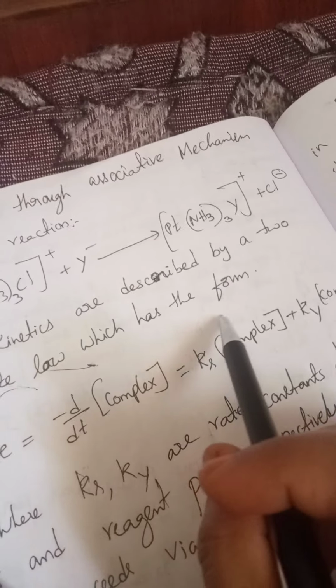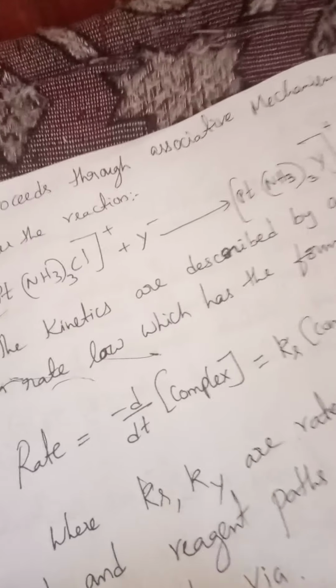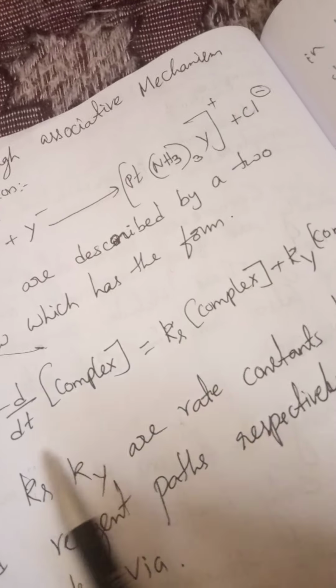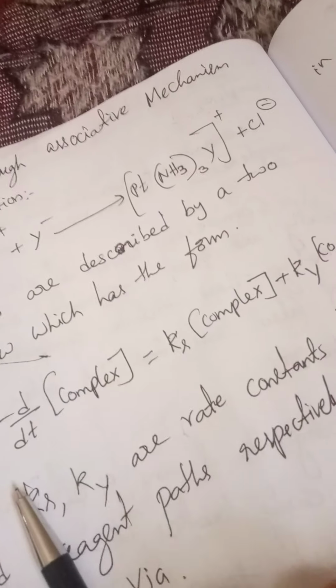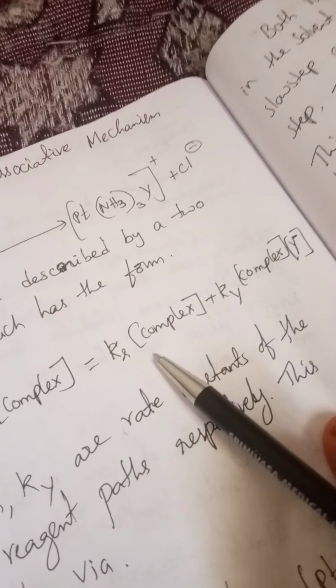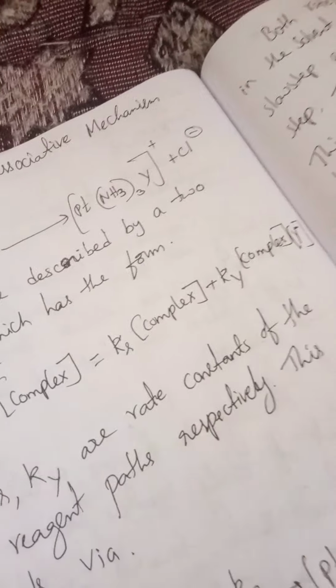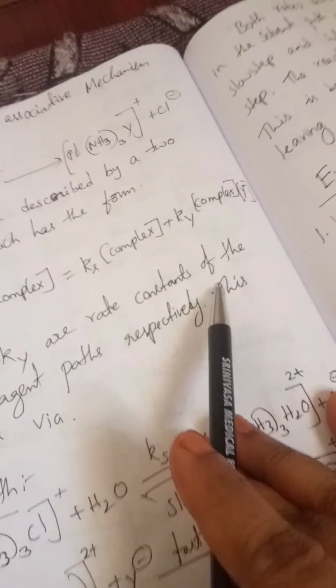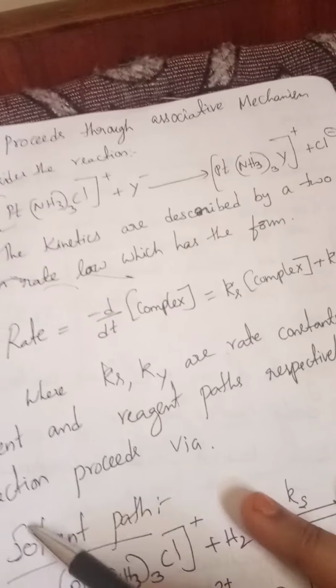The rate, d by dt of complex concentration, is equal to Ks times complex plus Ky times complex concentration times Y minus concentration. Ks is the solvent path: if a compound is dissolved in water, the solvent reacts with the complex. So the solvent path takes place and the incoming ligand path also takes place, where Ks and Ky are the rate constants of the solvent and reagent paths respectively.